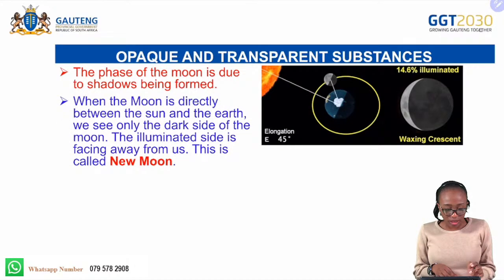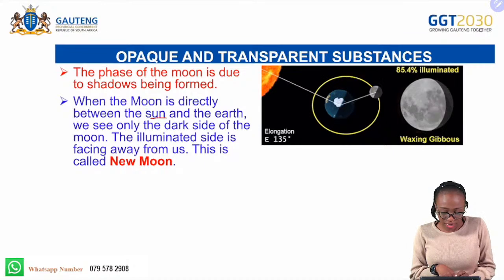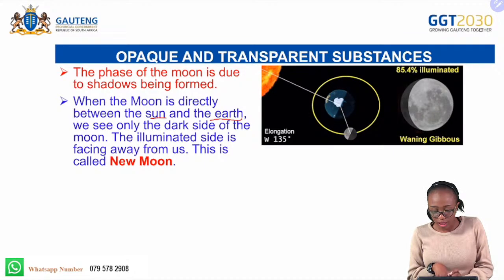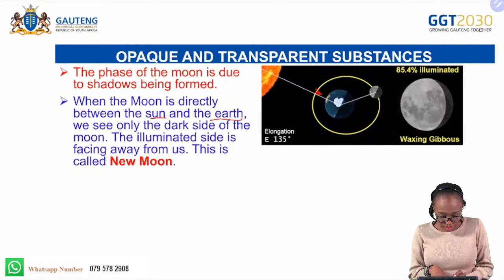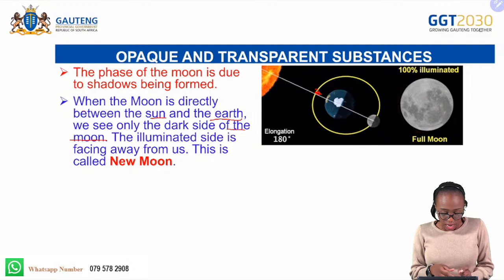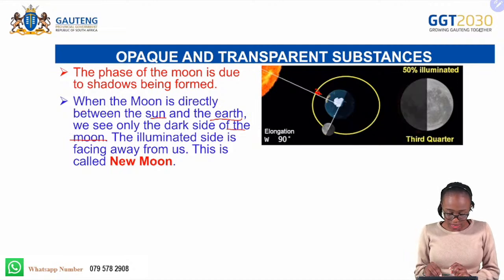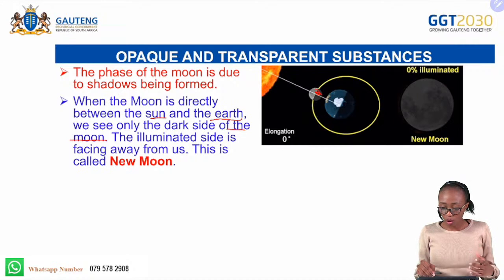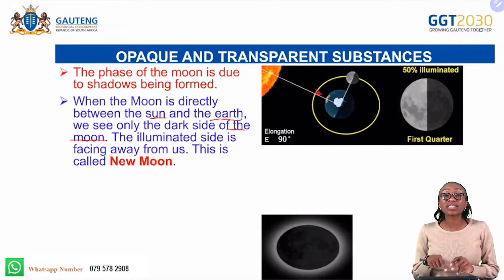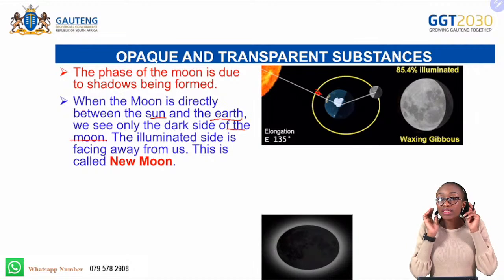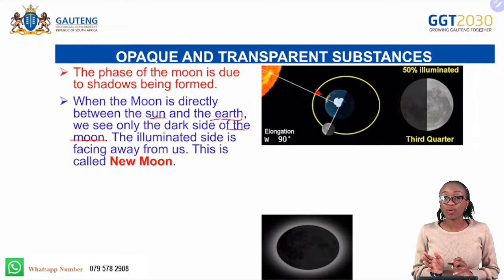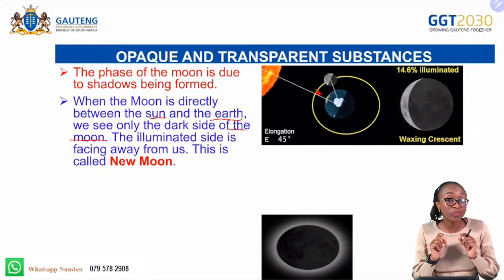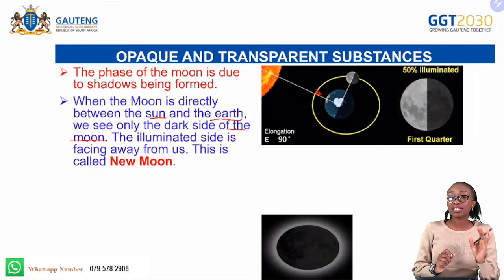When the moon is directly between the sun and the earth, which is, let's wait for it, this position here, this is when we only see the dark side of the moon, and the illuminated side is facing away from us, and we call this a new moon. Next time when you go outside and you see the moon illuminated in this way, then you know where the moon's position is. It is between the sun and the earth.